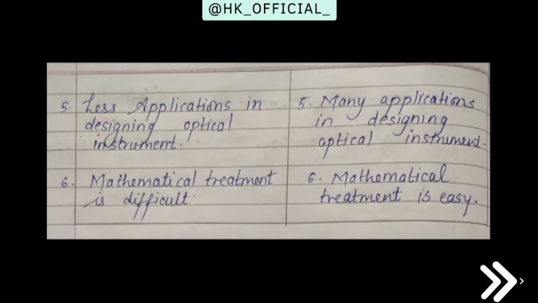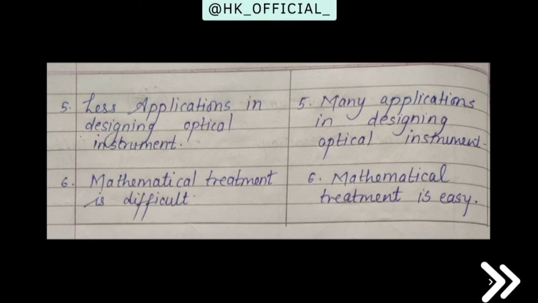The last two points are about less application in designing optical instruments. We don't use Fresnel diffraction frequently while designing optical instruments, because optical instruments consist of lenses and lenses are not used in Fresnel. So of course this is not of much importance in optical instruments. On the other hand, Fraunhofer has many applications in designing optical instruments. Why? Because, of course, lenses are used.